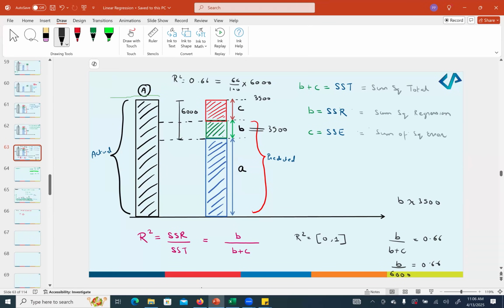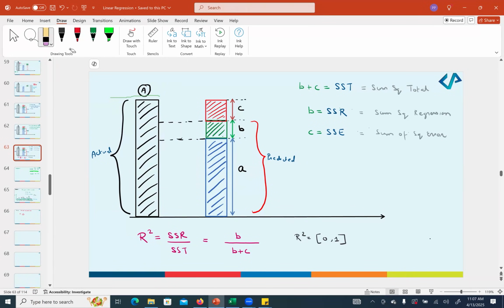So it means that over whatever the variation which was there, I'm being able to explain 66% of it. Whatever it was, I assumed it to be 6,000. It need not be 6,000, but whatever it was, I'm being able to predict 66% of it. Clear? Okay, guys, we will take a 10 minutes break. We'll see you after the break.